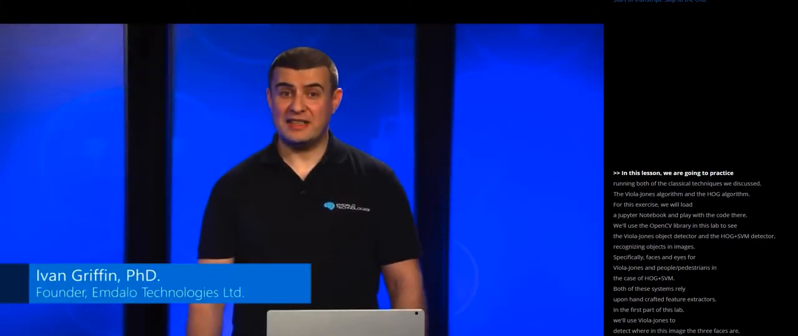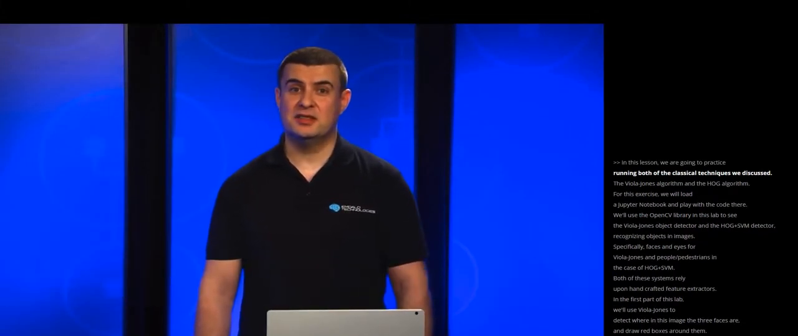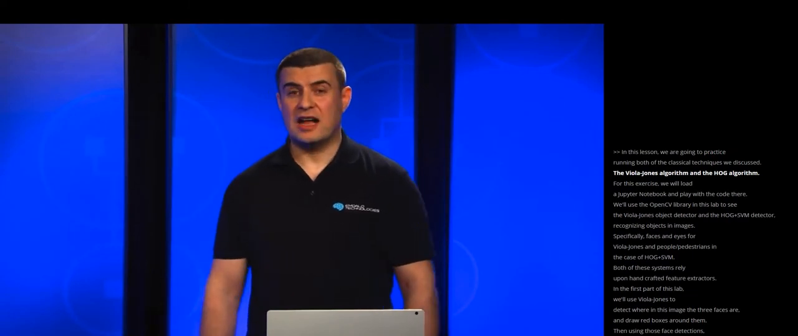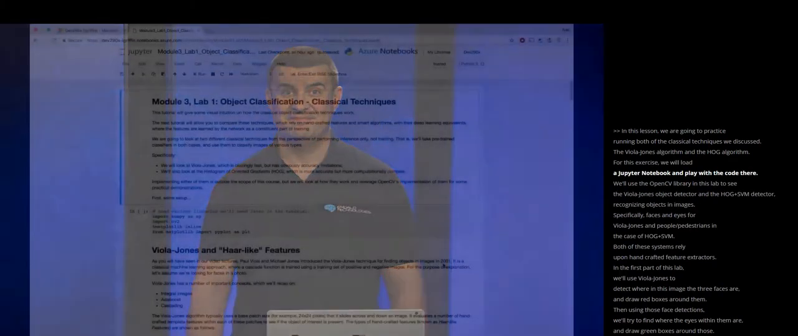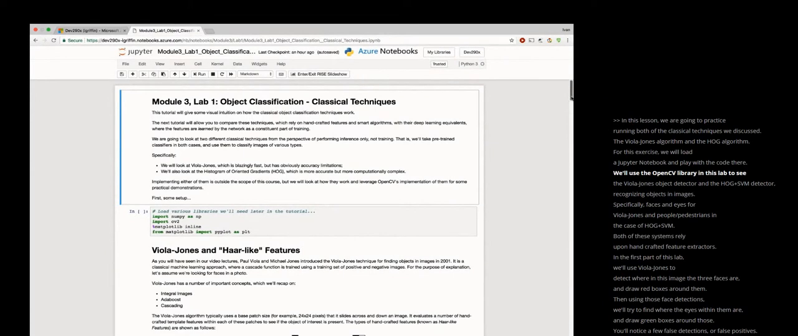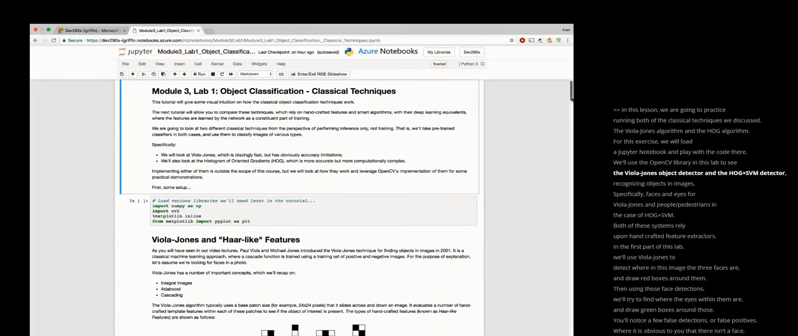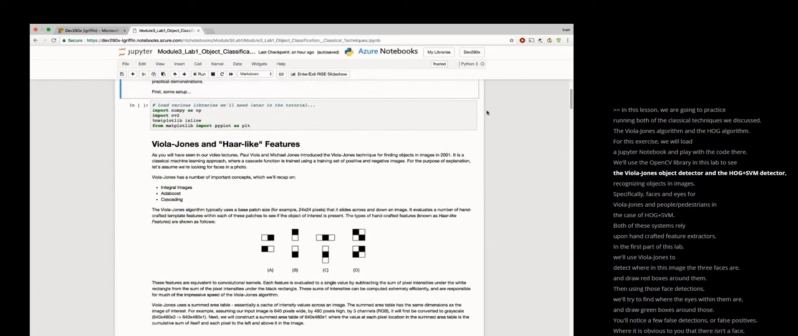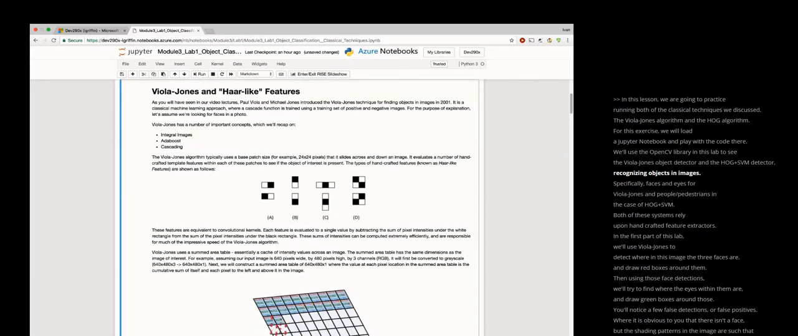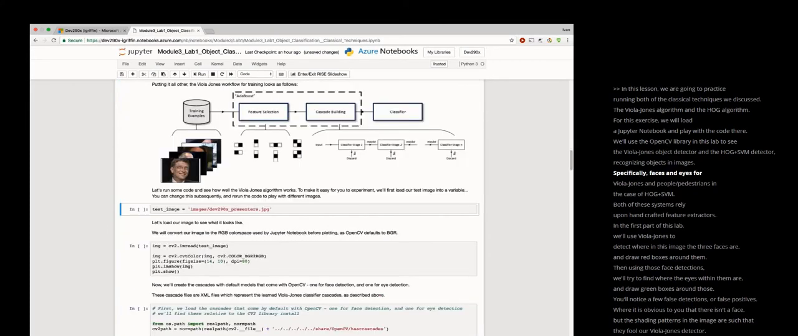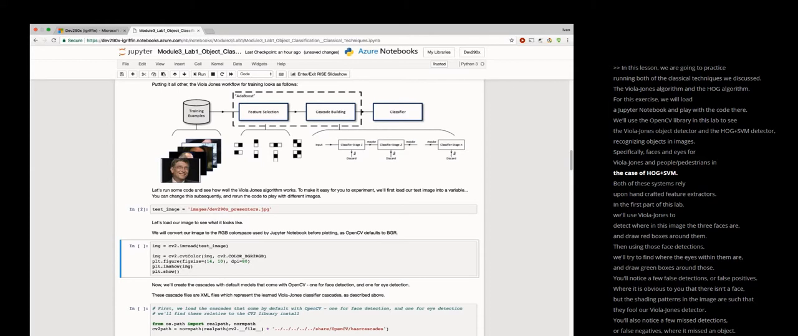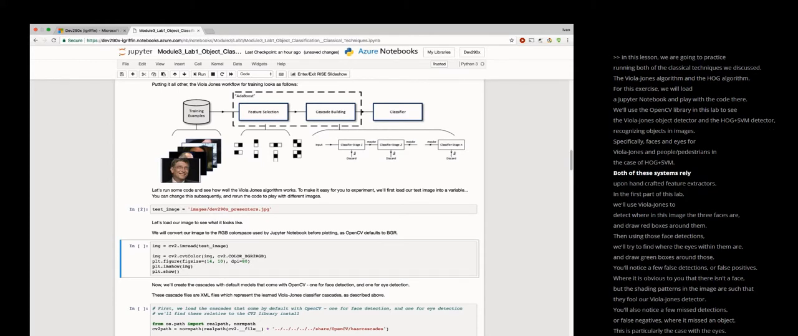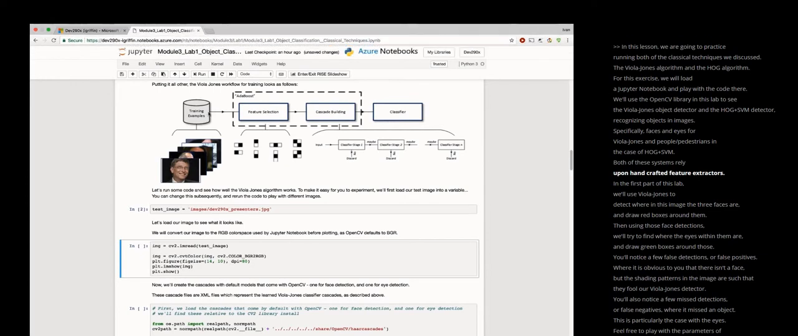In this lesson, we are going to practice running both of the classical techniques we discussed, the Viola-Jones algorithm and the HOG algorithm. For this exercise, we will load a Jupyter notebook and play with the code there. We'll use the OpenCV library in this lab to see the Viola-Jones object detector and the HOG plus SVM detector recognizing objects in images. Specifically, faces and eyes for Viola-Jones and people/pedestrians in the case of HOG plus SVM. Both of these systems rely upon handcrafted feature extractors.